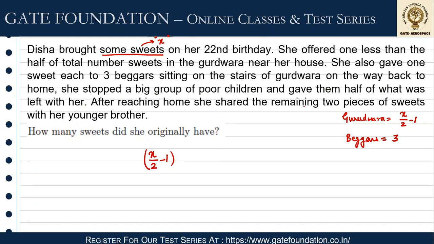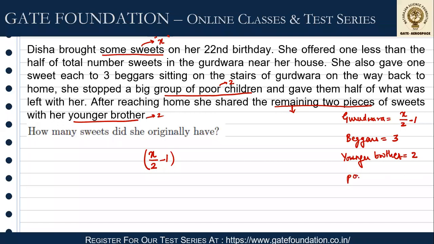After reaching home, she shared the remaining two pieces of sweets with her younger brother. Now, if I start from this statement, there were remaining two pieces only. The younger brother got two. So ये जो younger brother के लिए जो two बचे थे, these were actually double before giving to the poor children. So उसमें से आधे दे दिए poor children को. So again poor children को भी कितने दिए जितने younger brother को दिए थे. So they have also got two and the younger brother also.